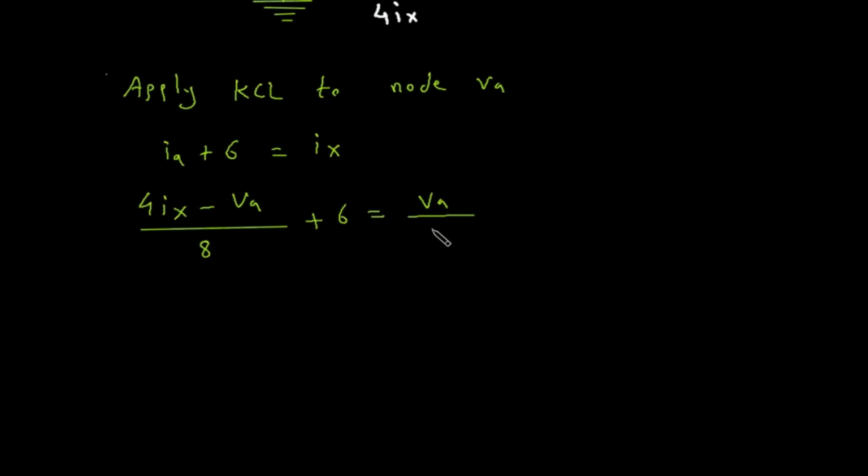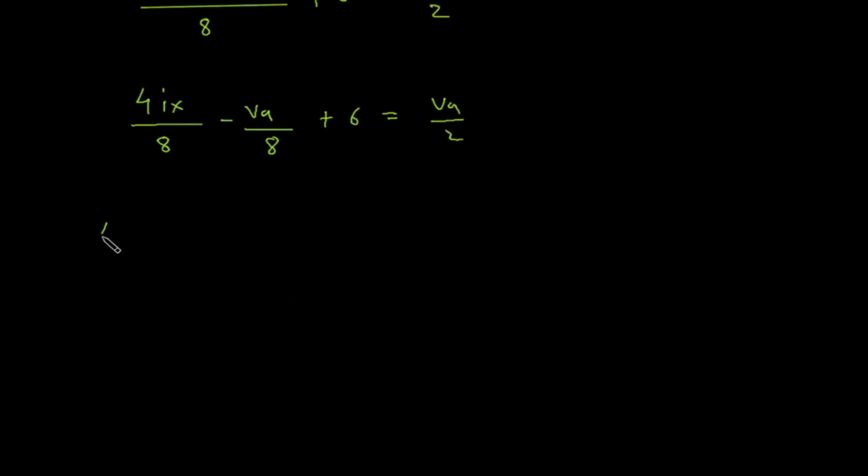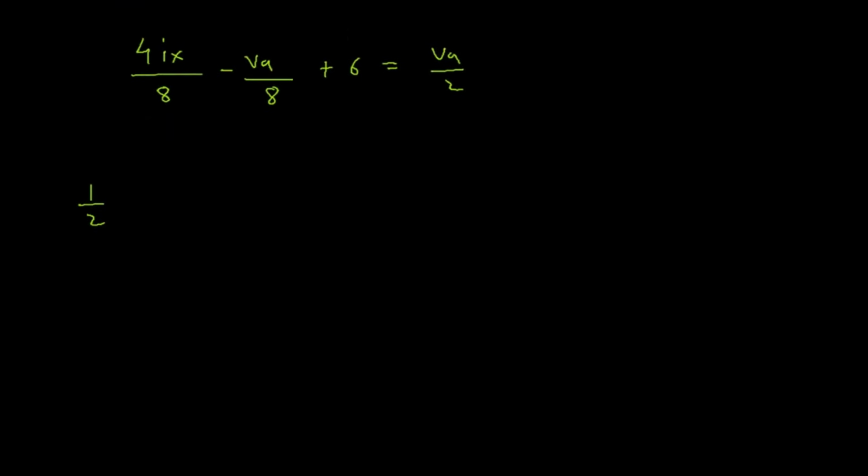VA minus 0 by 2. Here is also, this will be 4 Ix by 8 minus VA by 8 plus 6 is equal to VA by 2. So this will be 4 by 8 or 1 by 2. In place of Ix, we will write VA by 2. VA by 2 minus VA by 8 plus 6 minus VA by 2 is equal to 0.